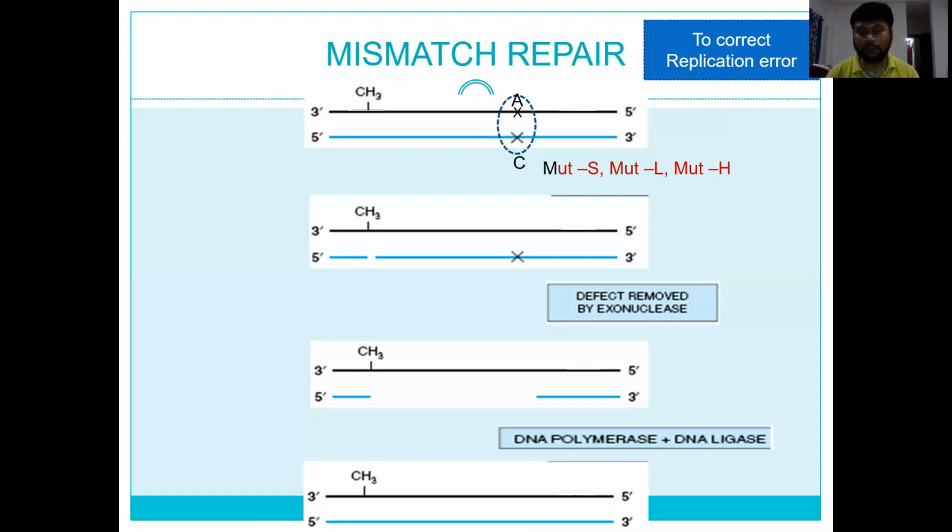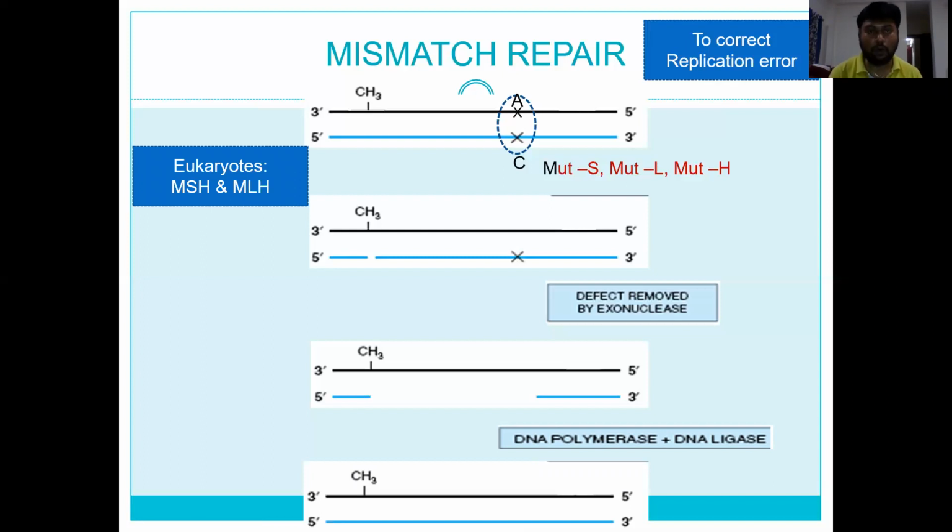Whatever I described so far is happening in the prokaryotes. In eukaryotes also it follows the same steps. The only difference is instead of MutS, MutL, and MutH, we have a different set of proteins called MutS homolog, MutL homolog, and MutH homolog. When these proteins are defective, this mismatch repair cannot be done.